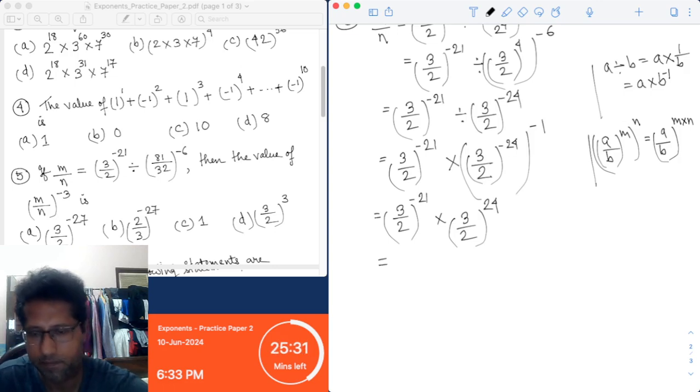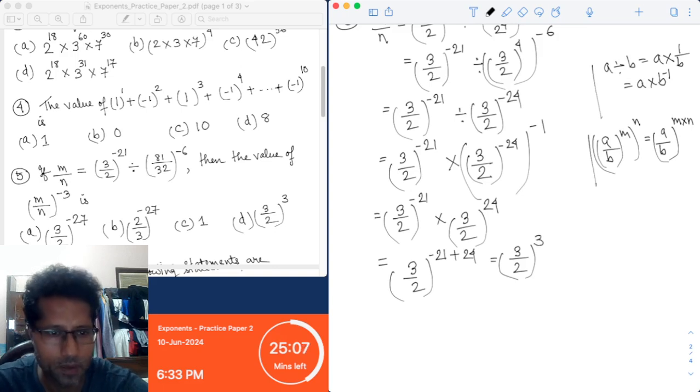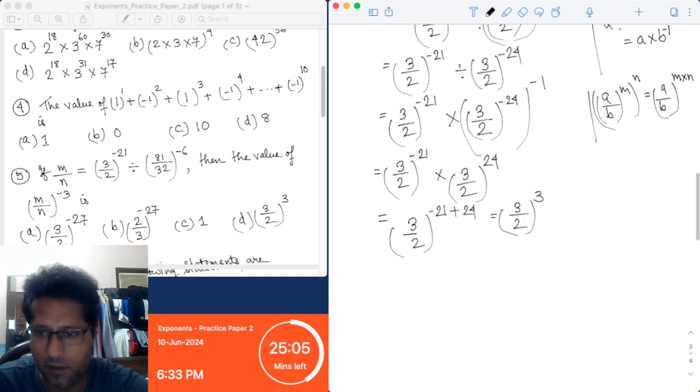Now we see a product of two exponents where the bases are same. So the result is we just add the powers. So this becomes (3/2) raised to the power minus 21 plus 24, and this is (3/2) raised to the power 3. And so the answer is choice D.